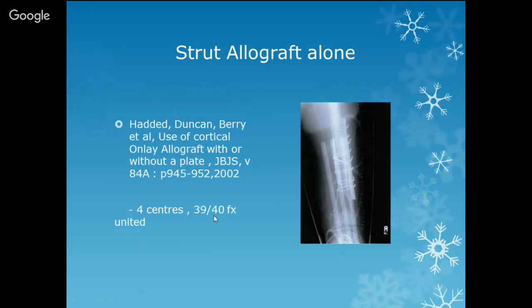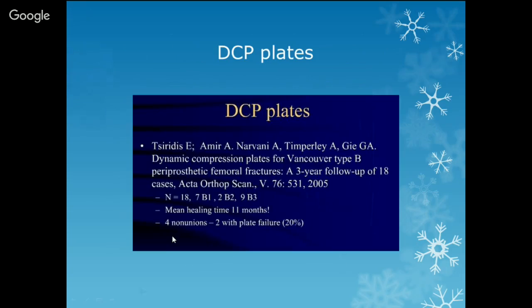Of 39 periprosthetic fractures, all united. We can use DCB plates, and in 18 cases there were 4 non-unions, 2 with plate failure. We can use a locking plate. Even with a locking plate, in 18 cases we found 4 cases of non-union.